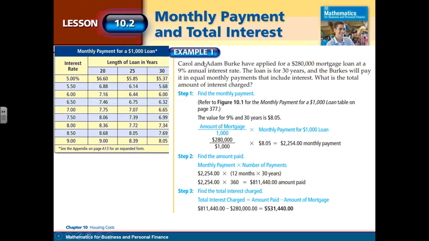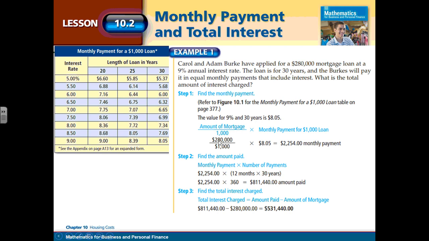All right, let's see this at work. We're going to look at Carol and Adam Burke have applied for a $280,000 mortgage loan at a 9% annual interest rate. The loan is for 30 years, and the Burkes will pay it in equal monthly payments that include interest. What is the total amount of interest charged? Okay, we're going to follow the formula. So for this section, we do the formula first.